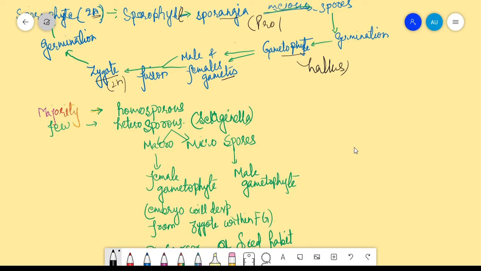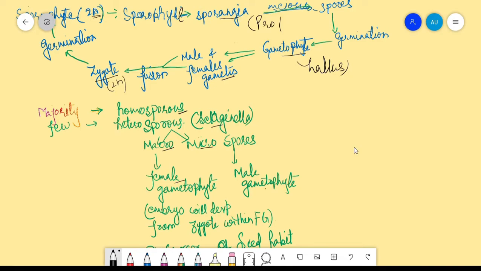That means they are producing the same type of spores, same size of spores, but a few species like Selaginella show heterosporous condition. That means two types of spores are produced, that is macro and micro. Macro are bigger in size and they will give rise to the female gametophyte, and the microspores which are smaller will give rise to the male gametophyte.